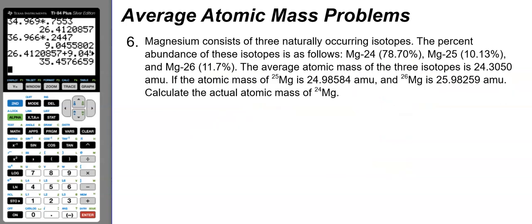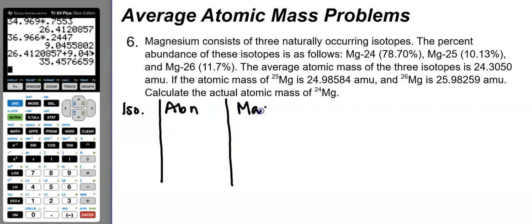Last but not least, number 6 says magnesium has 3 naturally occurring isotopes, and then it gives us a whole bunch of data. Since there are 3 isotopes, I'm going to go ahead and put this in a table format. So we're going to list out our isotopes, we'll put our abundance, and then we'll put our mass values.